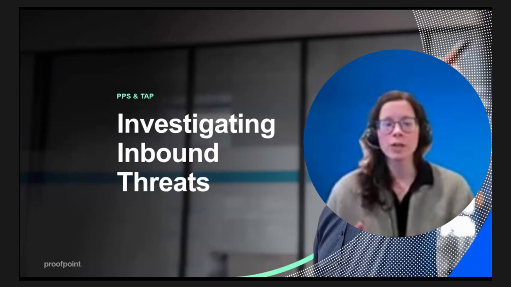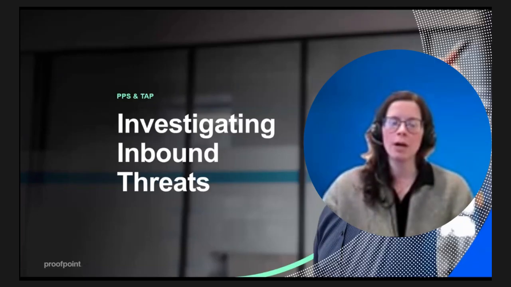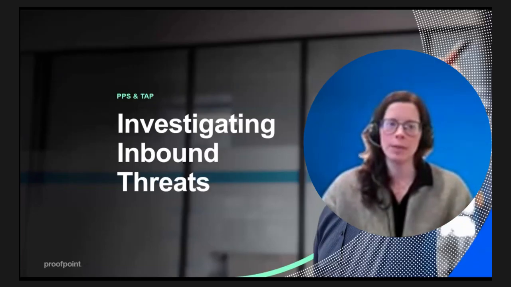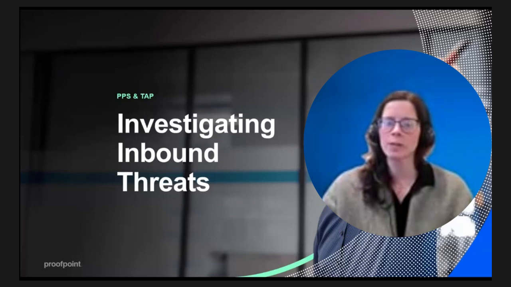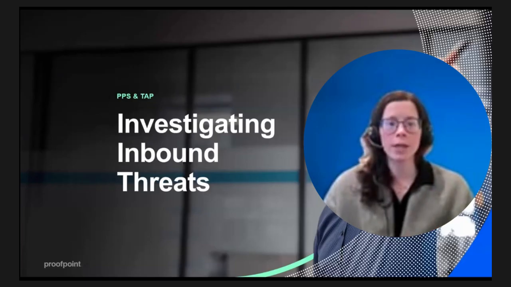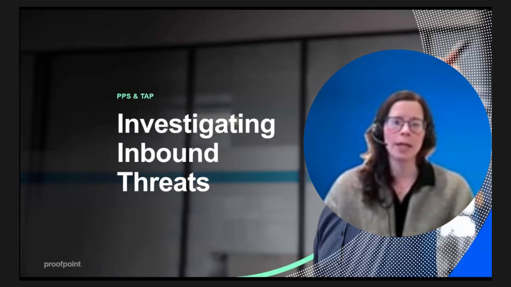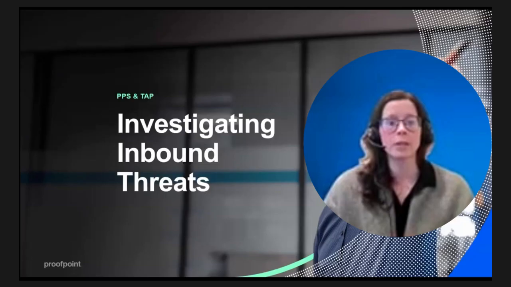So I wanted to show you first an example of a message that has been condemned as an inbound threat. A very common scenario that we see either with the Proofpoint Protection Server, PPS, where we've blocked a message pre-delivery after identifying it was a threat, or through our Targeted Attack Protection, TAP, product, which allows us to block messages both pre-delivery and post-delivery via advanced sandboxing.